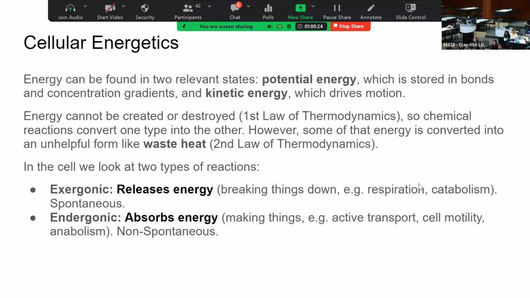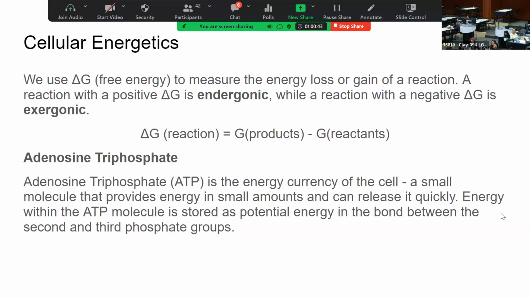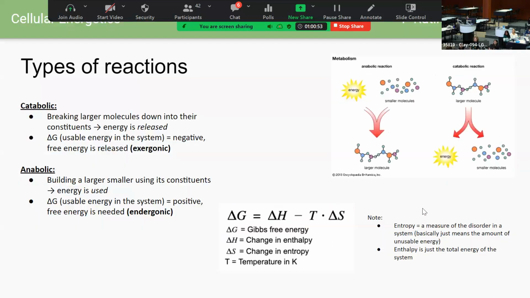Okay, so again, this is not really that important, just for you to read, but the important bit here is that exergonic releases energy, endergonic absorbs energy. So exo, think out, so energy goes out. Endo, think in, energy goes in. And then you should just know about delta G, so free energy. This pretty much just tells you whether a reaction is endergonic or exergonic.